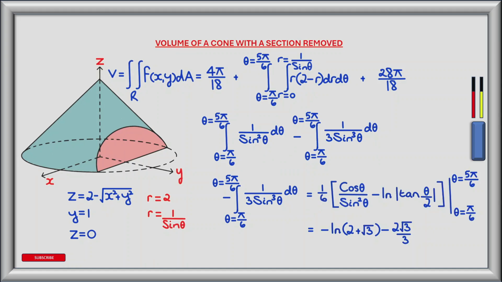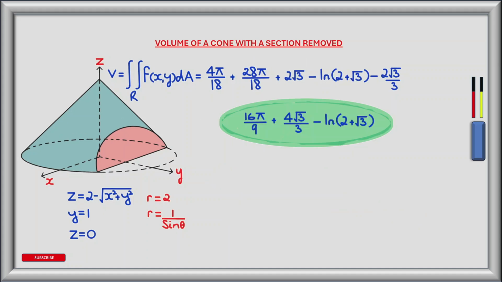And for the second integral, we need to integrate between pi by 6 and 5 pi by 6 minus 1 divided by 3 sine cubed theta d theta. The antiderivative of this is 1/6 into the bracket of cos theta divided by sine squared theta minus the log of the mod of tan theta over 2. And we need to evaluate this between pi by 6 and 5 pi by 6. If we plug in those values for theta, this yields minus the log of 2 plus the square root of 3 minus 2 root 3 divided by 3.